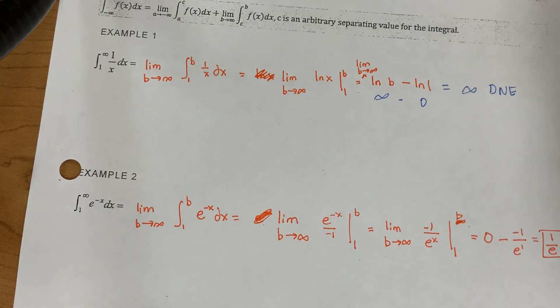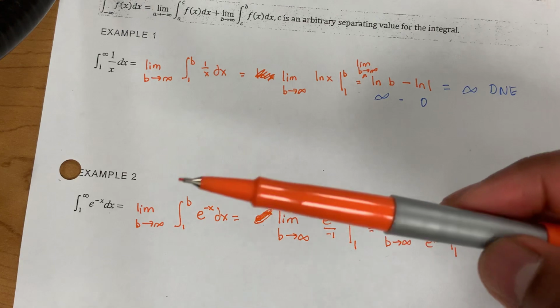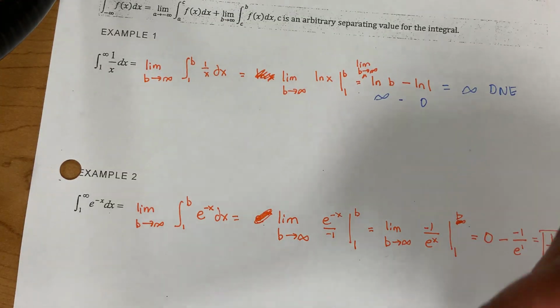So in the second video, we'll cover what happens when we have an infinite limit as we approach a particular value.